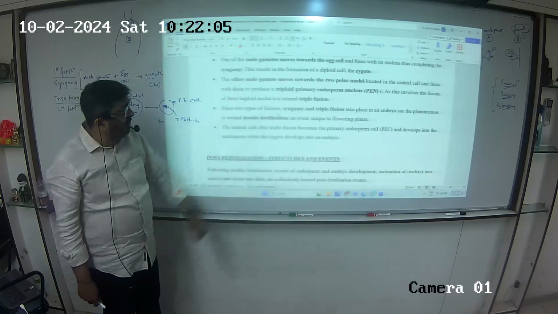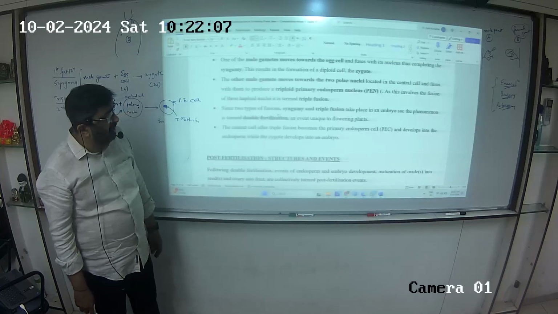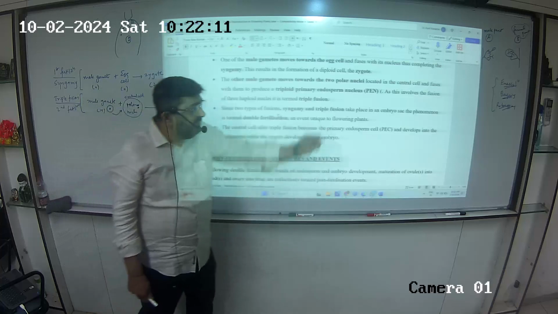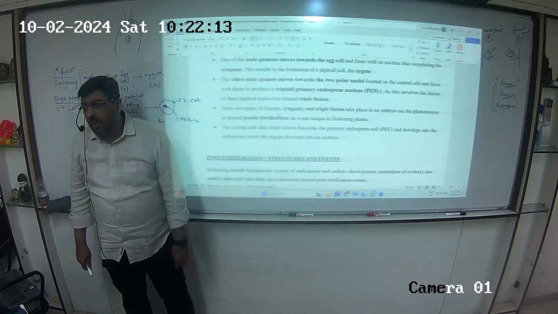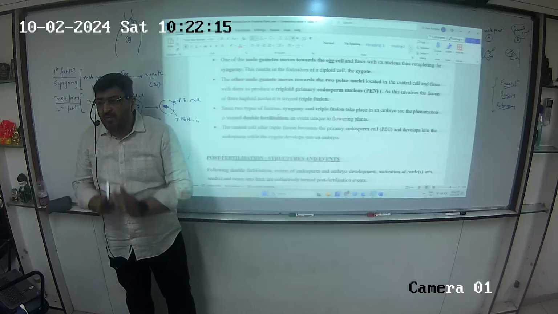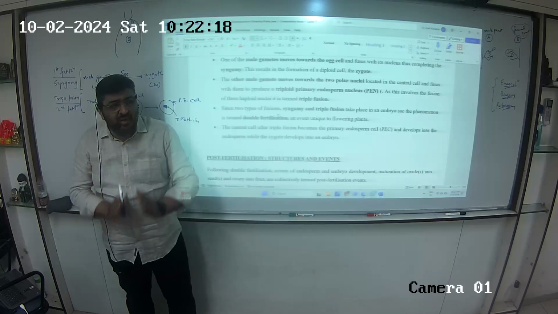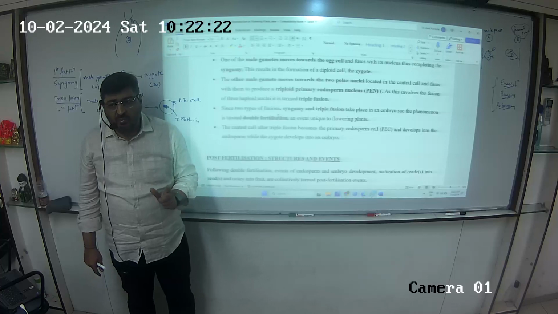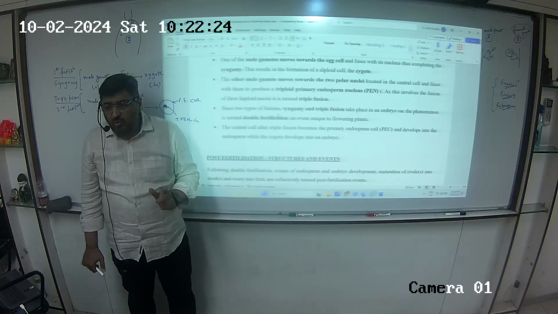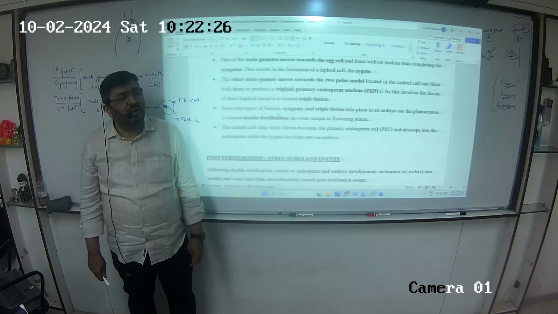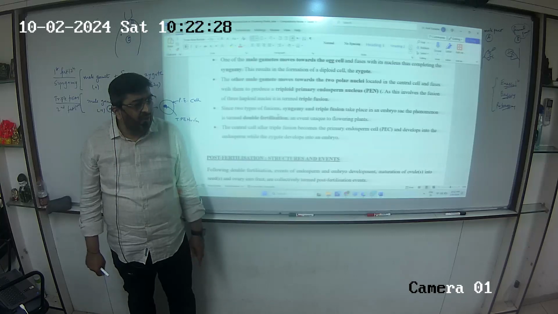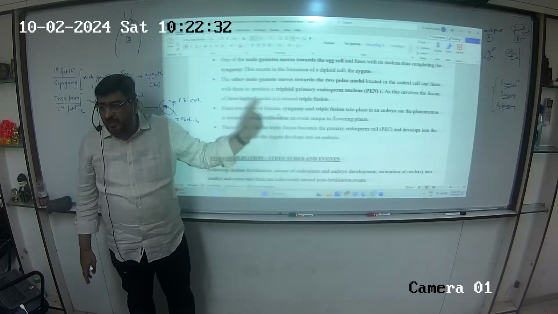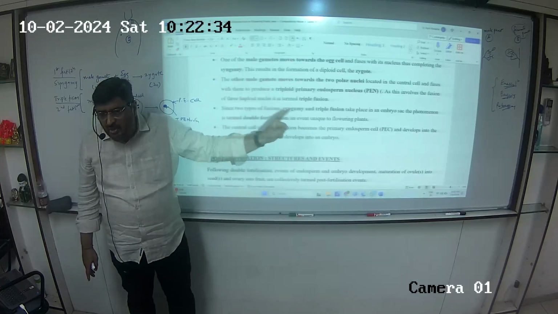Two types of fusion, syngamy and triple fusion, take place in an embryo sac. The phenomenon is termed double fertilization, an event which is unique to flowering plants. Here flowering plants imply only angiosperms and not gymnosperms. The argument is, sir, plants are classified as non-flowering and flowering, and flowering has both gymno as well as angio. No, here it is implying only angio.